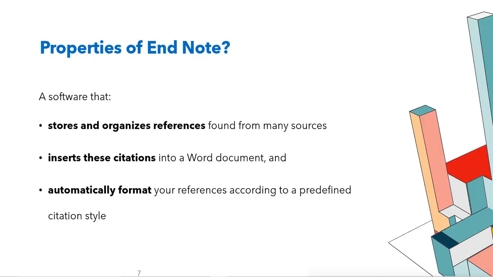For example, when you set an annotated style, you can change it to Vancouver. It automatically updates your reference styles without you doing anything.